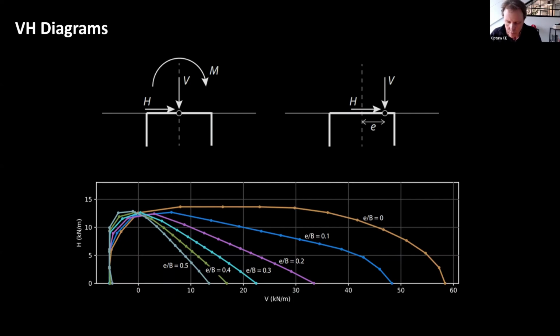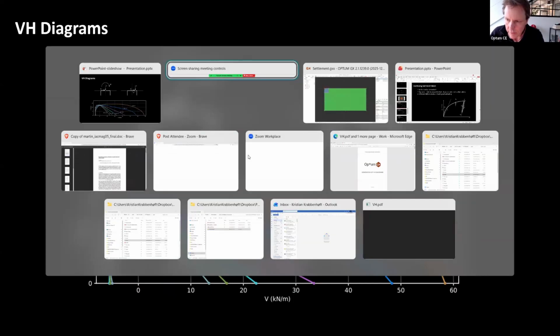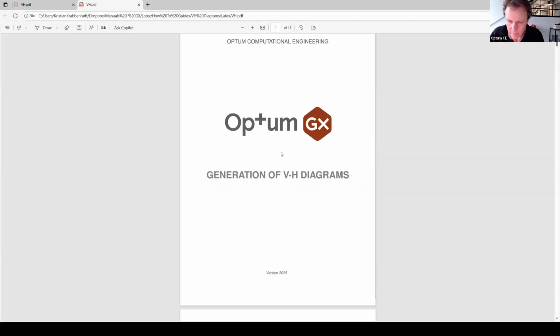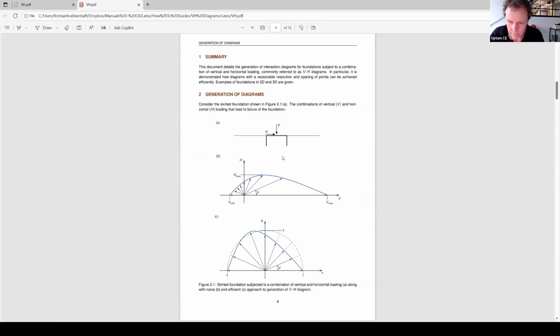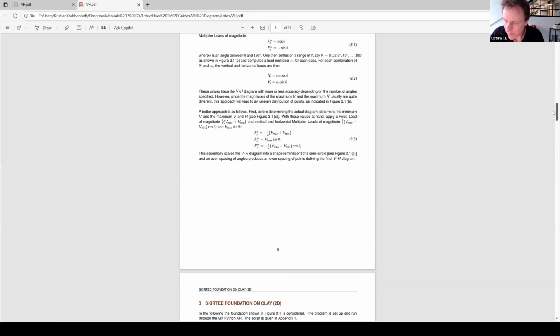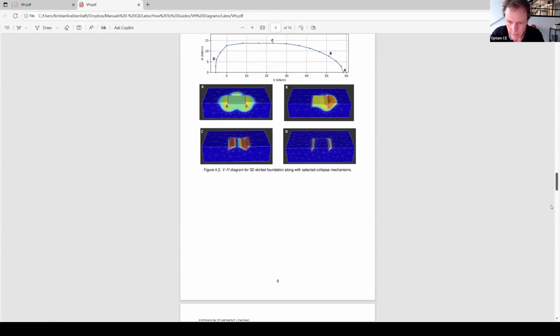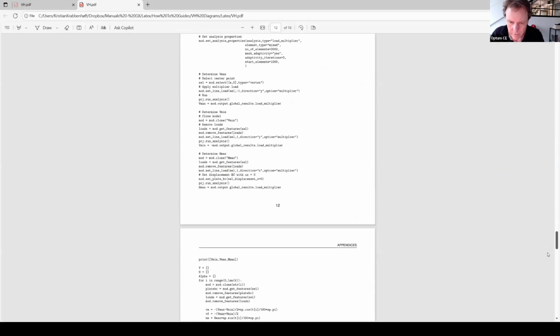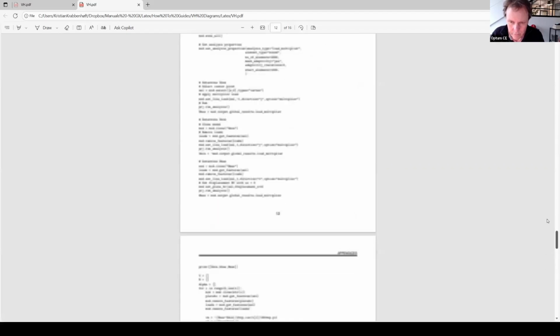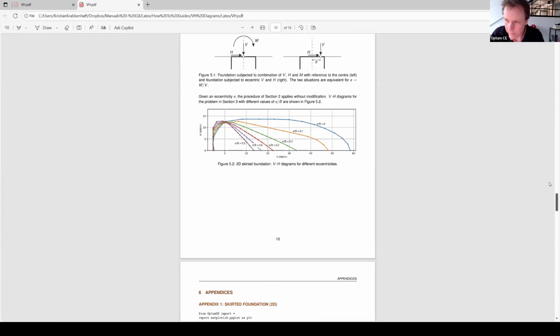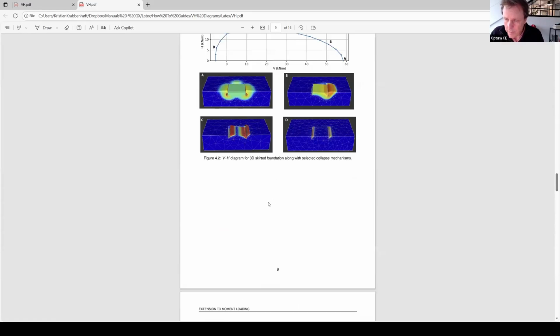So I will send that out, that note, or Isabella will send that note out. It's a short note that describes how to do it, and it also comes with the Python script for how to do it in both 2D and 3D. Okay, I think that's it for now, and I can see there's some questions, so let's move to those.